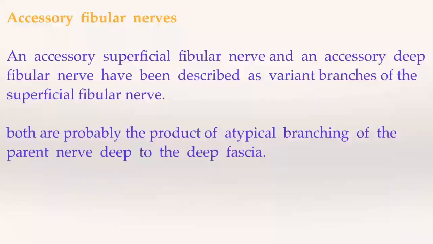An accessory superficial fibular nerve and an accessory deep fibular nerve have been described as variant branches of the superficial fibular nerve. Both are probably the product of typical branching of the parent nerve deep to the deep fascia.